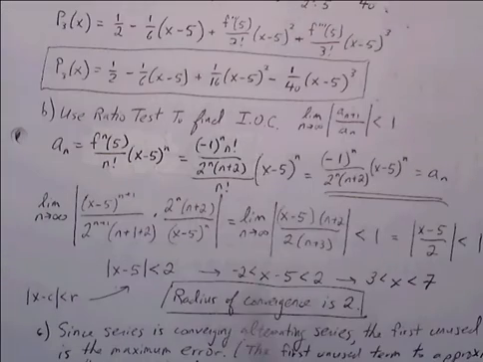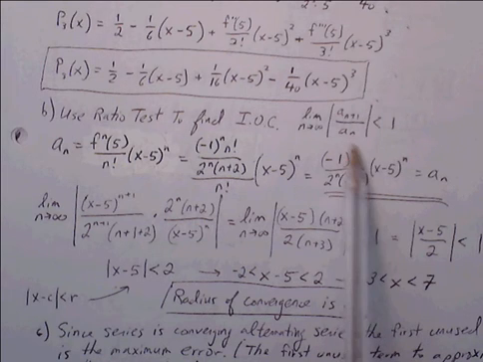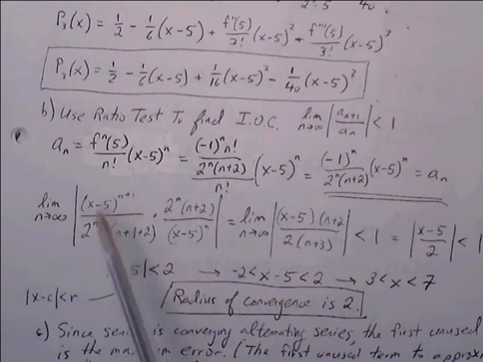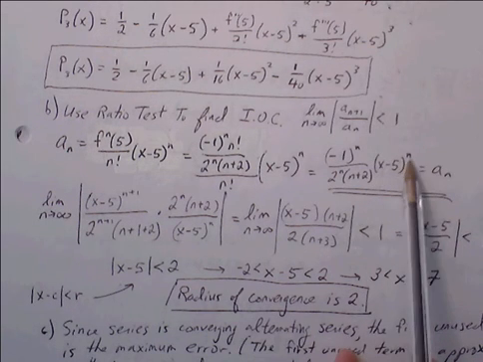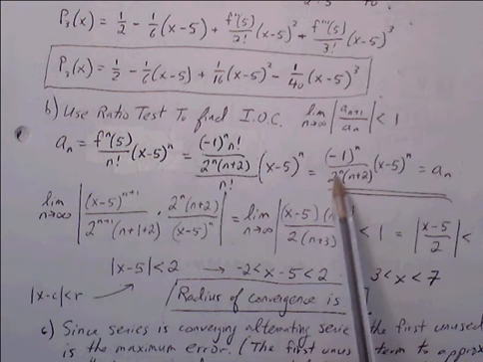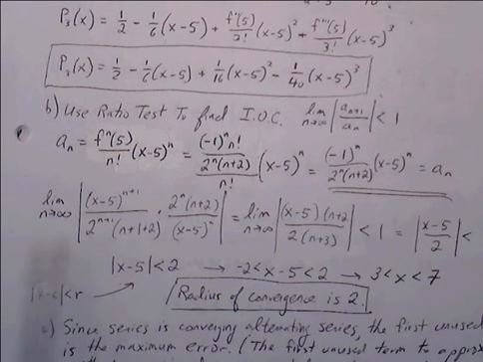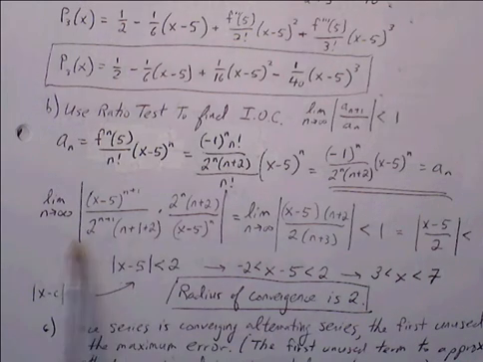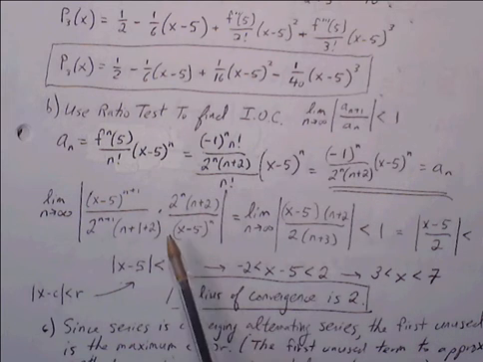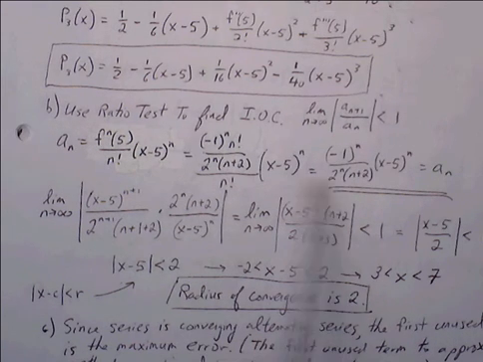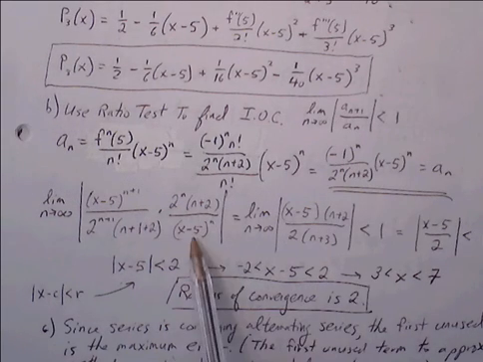So the ratio test says a sub n plus 1. I'm going to replace every n with n plus 1. I don't have to worry about the alternator because this is inside absolute value, so I'm just going to ignore that. So x minus 5 to the n plus 1 over 2 to the n plus 1 over n plus 1 plus 2. So this expression represents my a sub n plus 1 divided by a sub n. Dividing by a sub n is the same thing as multiplying by the reciprocal of a sub n. So the reciprocal of a sub n is just 2 to the n times n plus 2 divided by x minus 5 to the n.